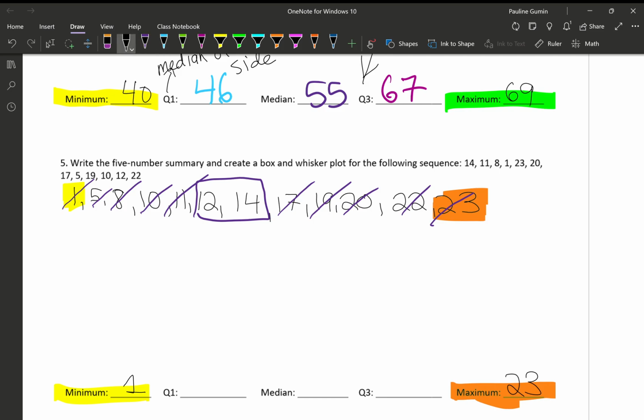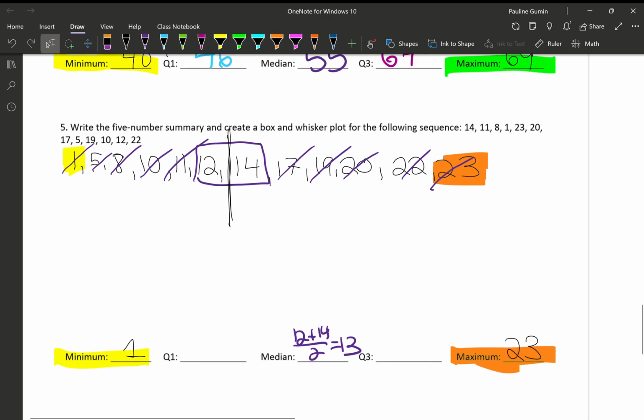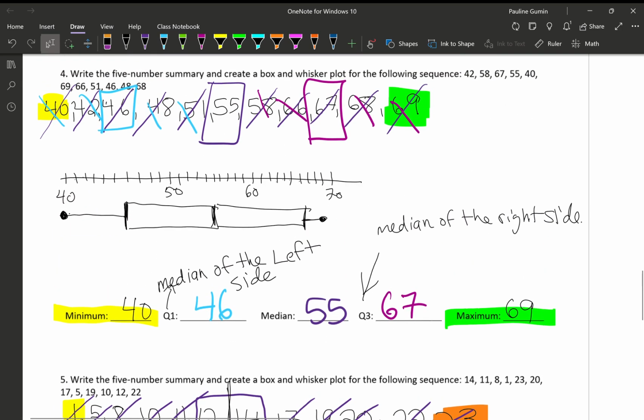Because we have 2 numbers in the middle, we are going to split our data right in half when we do Q1 and Q3. But first, we do need to find the median. In order to find the median, I'm going to do 12 plus 14, divide that by 2, and that's 13. Some of you will find it easy to know exactly what number is between 12 and 14. It's 13. It's not always going to be that easy. This time, it was.